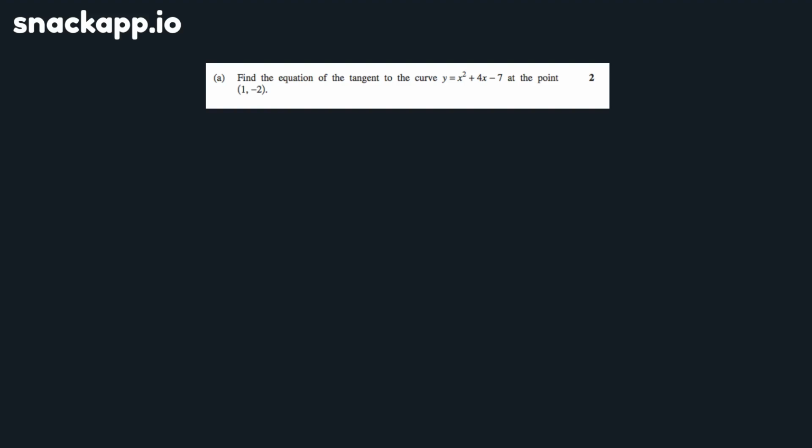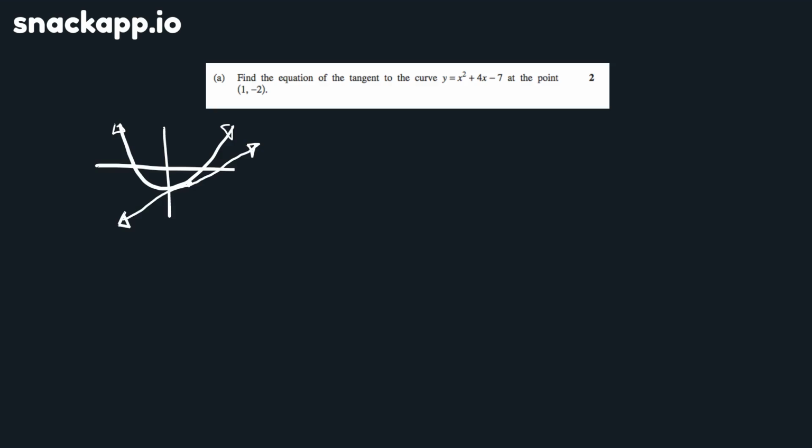We need to find the equation of the tangent to the curve at the point 1, -2. So let's just draw ourselves a quick little sketch so we know what we're trying to think about. So we've got a parabola. It's got something like that. Doesn't really matter. What we're doing is we're at some point, we're trying to find the equation of the tangent. So that's the straight line with the same gradient at that point.